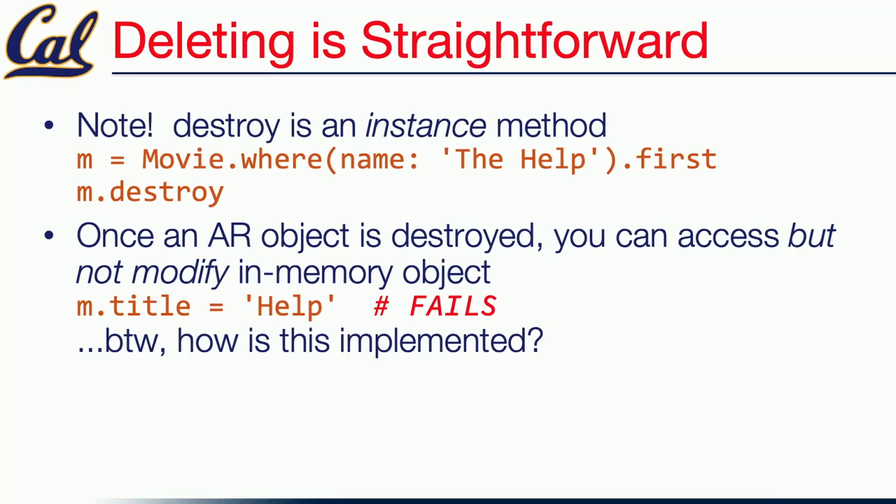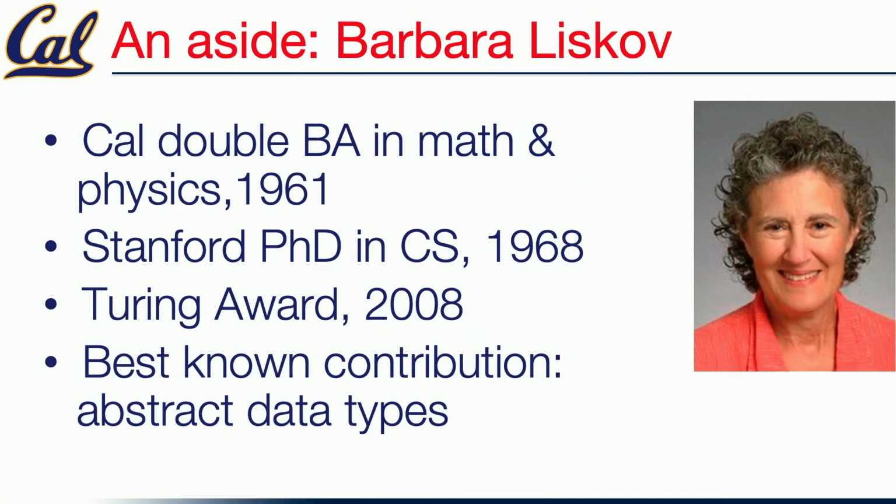Since I like to introduce students to the history of our awesome field, I want to talk a little bit about Barbara Liskov. We're going to have a lot more interactions with Barbara Liskov's work when we talk about design patterns and refactoring. She's a Turing Award winner who was a double major in math and physics at Cal. She was one of the first women ever to be awarded a computer science PhD from any institution. She got her PhD at Stanford.